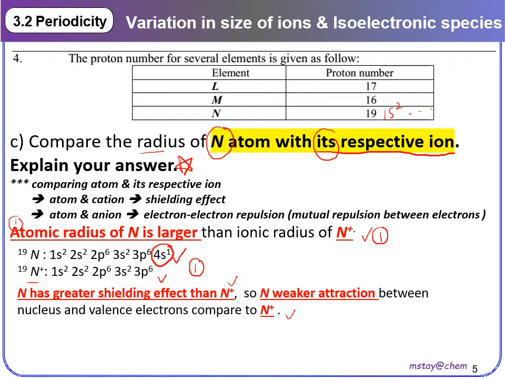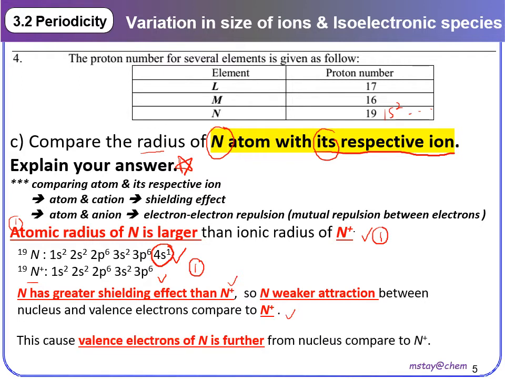Because of the weaker attraction, this will cause the valence electron of element N to be further from the nucleus compared to N plus. So that's why we end up with this conclusion: atomic radius of N is larger than the ionic radius of N plus. So here 1 mark and then here can be another 1 mark.